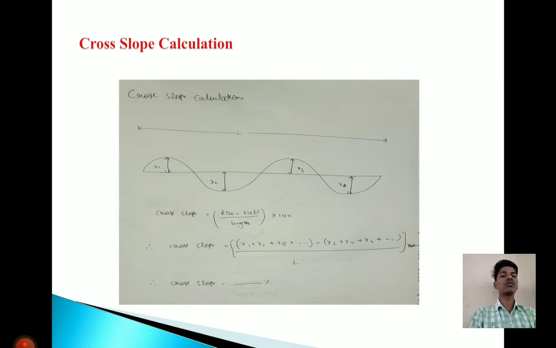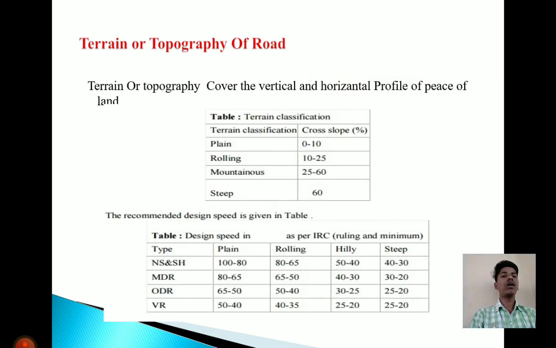On the basis of cross slope, we calculate what type of terrain the area has. If the cross slope comes under 0 to 10, the terrain is plain. If it comes under 10 to 25, the terrain is rolling. If the cross slope is 25 to 60, it is mountainous terrain. If the cross slope is greater than 60, it is steep terrain.